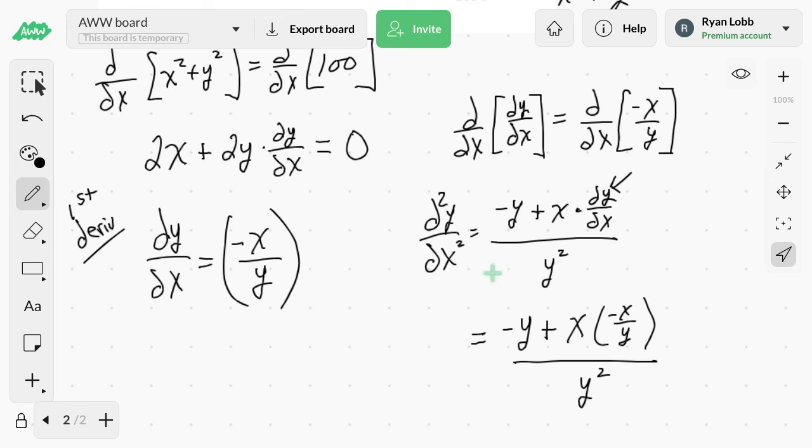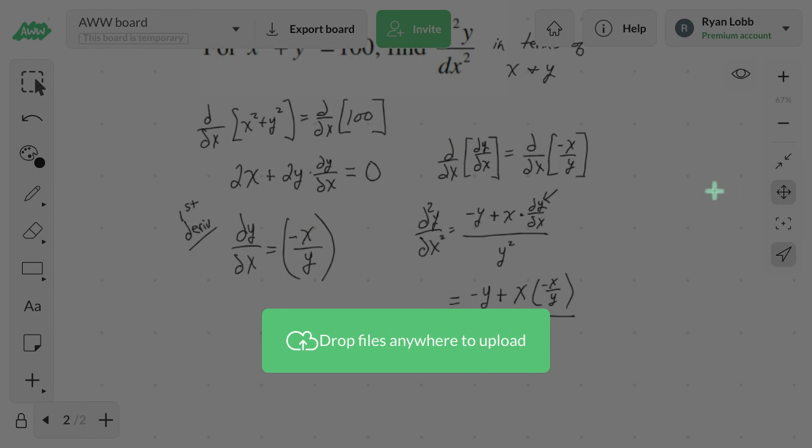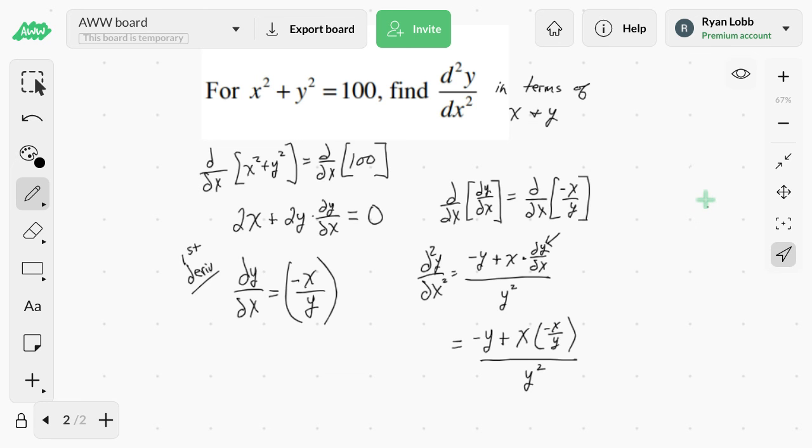So that's all there is to higher order derivatives when we're doing this stuff implicitly. Take your derivative implicitly, solve for dy/dx, then take the derivative again, and then in the end, you're going to have a dy/dx or a y prime. Go back over here, wherever that first derivative is, and just replace it. Okay, that's all there is to that.